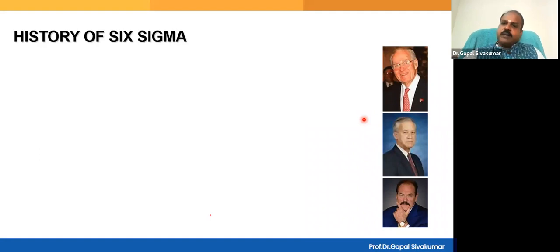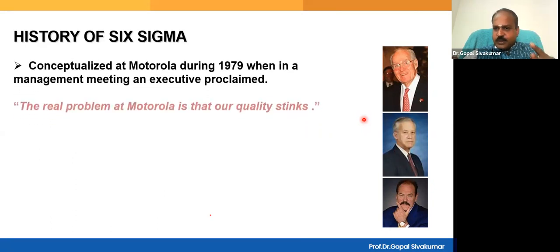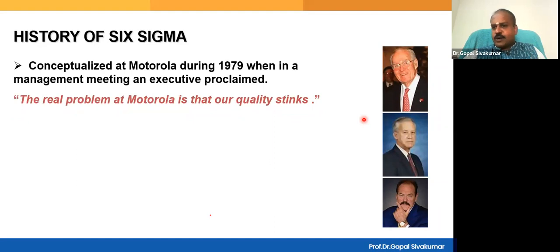Why these people introduced the Six Sigma in their company? Because they found tough competition from the Japanese companies. After learning from Americans, the Japanese started competing with them everywhere, and that made them realize the quality is going down, right? And that is the reason Motorola adopted Six Sigma, and you are seeing the architects behind Motorola. The reason for adopting Six Sigma is, what is the statement? Quality is stinking.